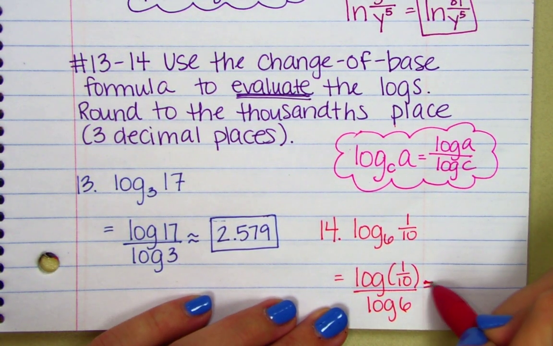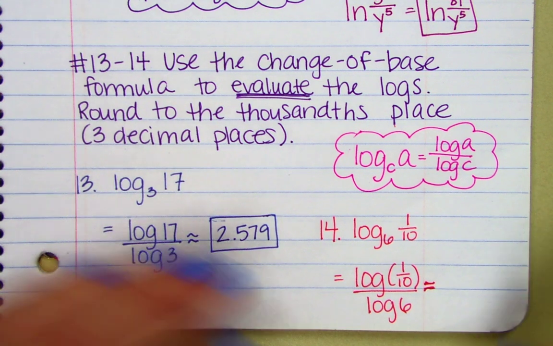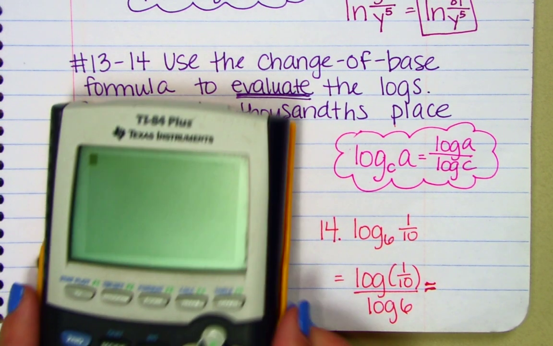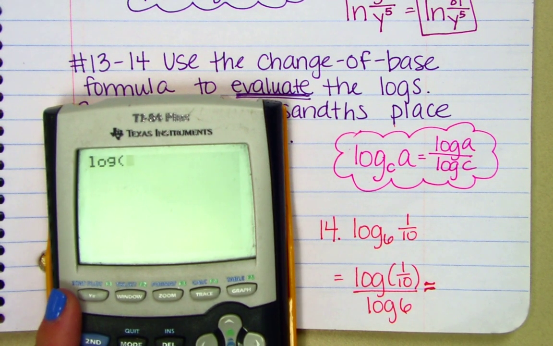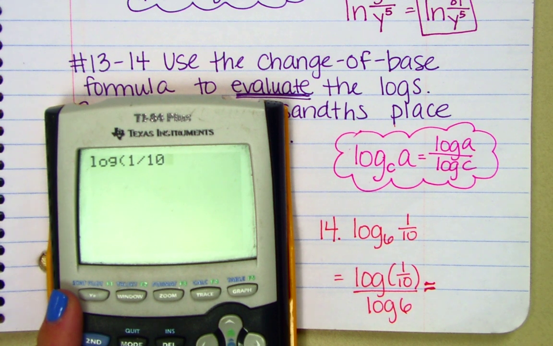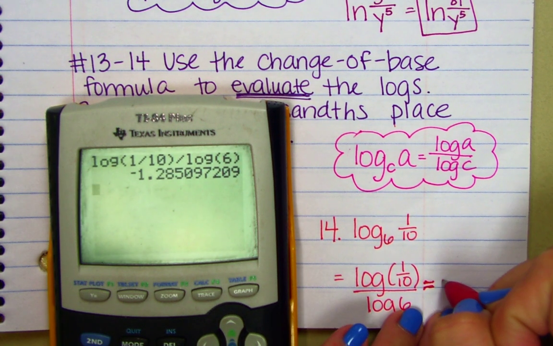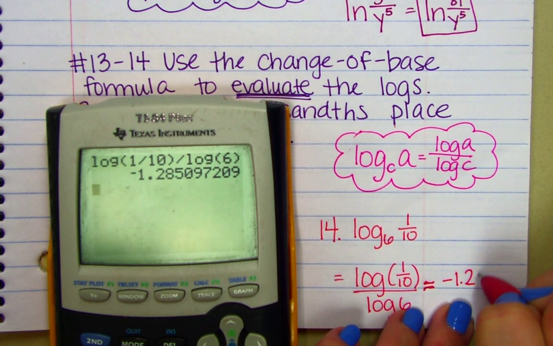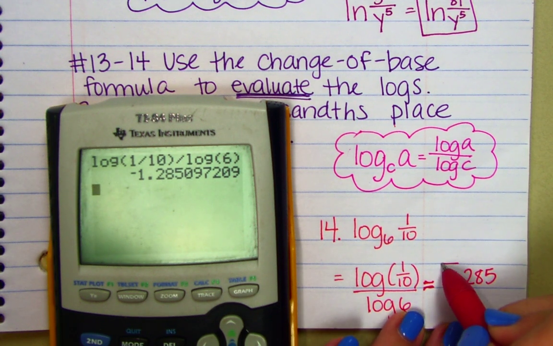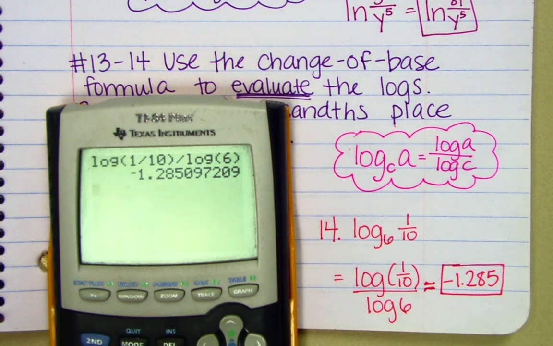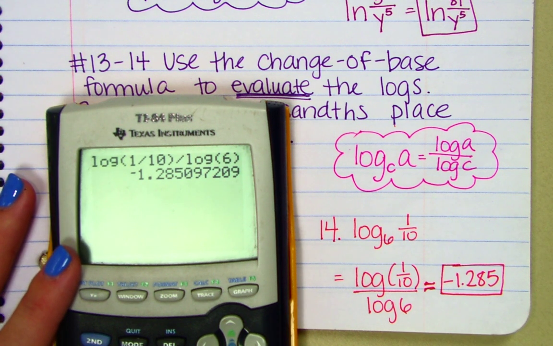Oops, sorry, approximately. Okay. Log 1 divided by 10 divided by log 6. And I get negative 1.285. All right, that will be my answer. Anytime it says evaluate, you get a number answer. Interesting thing is you can use natural log too. As long as you use them on both, it'll give you the same answer.